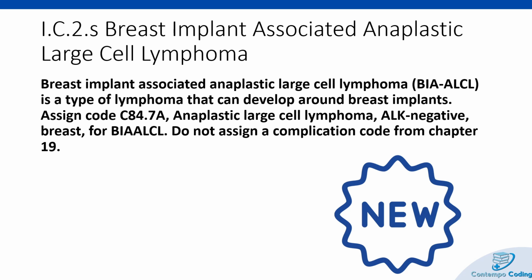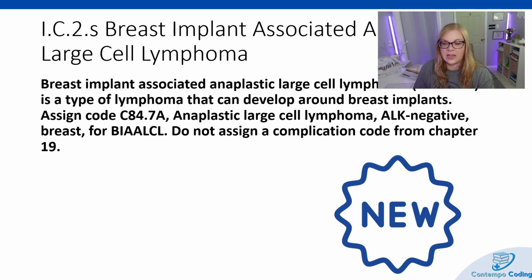Another brand new guideline for 2022, 1C2S, breast implant associated anaplastic large cell lymphoma. So breast implant associated anaplastic large cell lymphoma is a type of lymphoma that can develop around breast implants. And in those cases, we assign code C84.7A, anaplastic large cell lymphoma, ALK negative breast for BIA-ALCL. And don't assign a complication code from chapter 19.